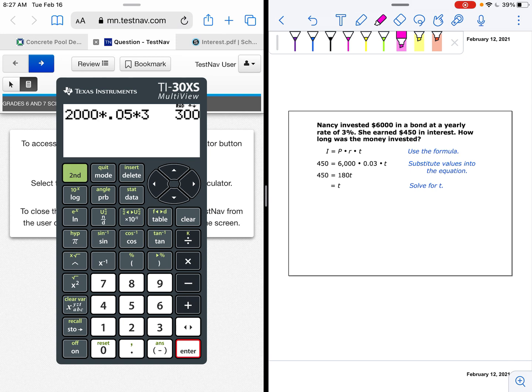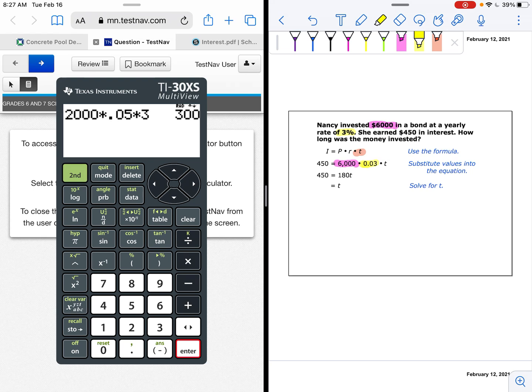Okay, so let's look at this one. Nancy invested $6,000, so there's your principal, in a bond at a yearly rate of 3%. This one is looking for the time. So we need to find out the time. We're kind of working backwards on this one a little bit, but we're still going to plug in what we know. We know the principal is 6,000, and we know the interest rate is 0.03.